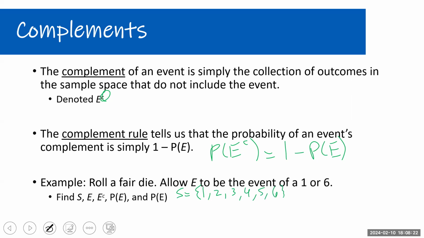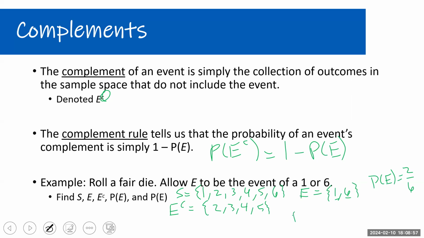Okay. We are letting E be the event of a 1 or a 6. So E is 1 or 6. Okay. That means our complement is everything that is not a 1 or a 6. So our complement is 2, 3, 4, or 5. Okay. The probability of this event E is going to be 2 out of 6 because there are 2 ways to get it out of the 6 possible ways in the sample space.